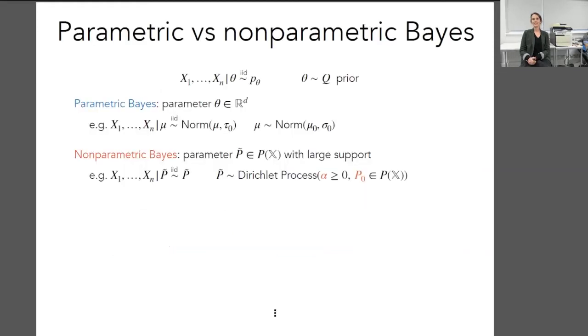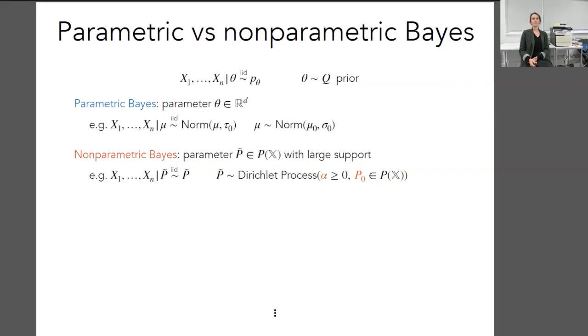Okay, so let's start with the most simple Bayesian model that one can think of. So we have observations that are IID conditionally on a parameter. And this is coupled with the choice of a distribution for the parameter, which is called the prior. Now, traditionally, there is a distinction that one often makes between parametric and non-parametric models. And this basically has to do with the space where the parameter lives.